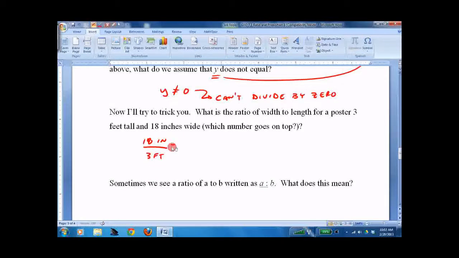We have to convert the bottom. Since 1 foot has 12 inches, I can convert it straight to 36 inches, and we get 1/2. So what happened to the inches? They canceled.